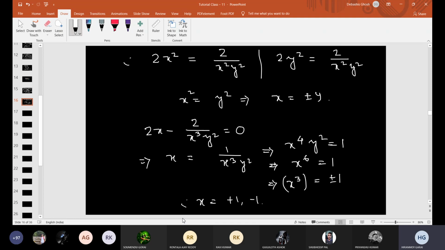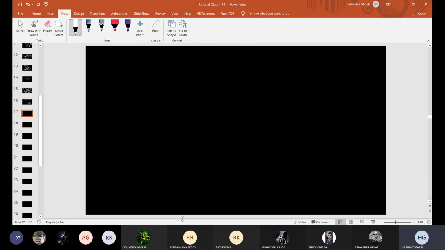Now for x equals plus 1, we can have y is plus 1 and for x equals plus 1, y is minus 1. So for each value of x, y has its plus or minus 1. Therefore there are 4 points. Therefore the critical points are (1, 1), (1, -1), (-1, -1), (-1, 1). These are the 4 points.